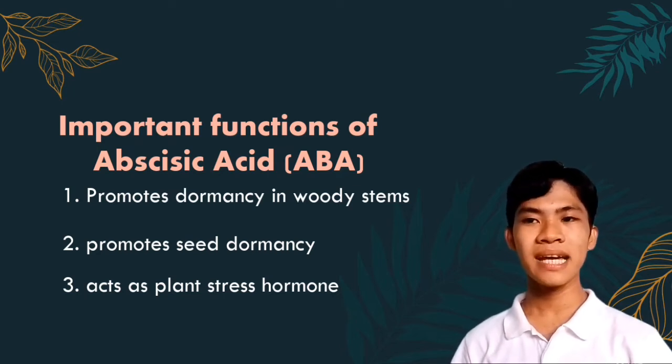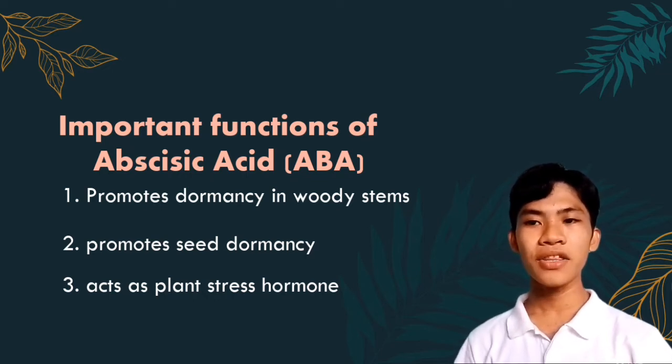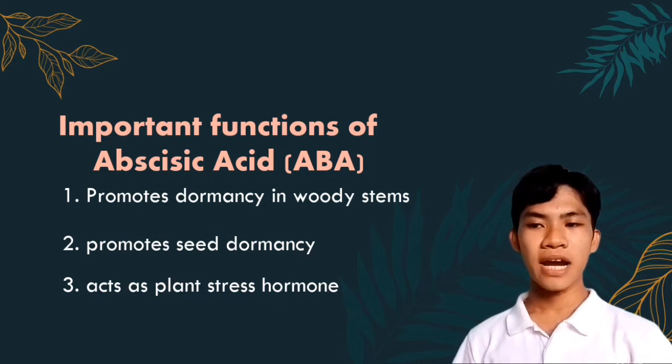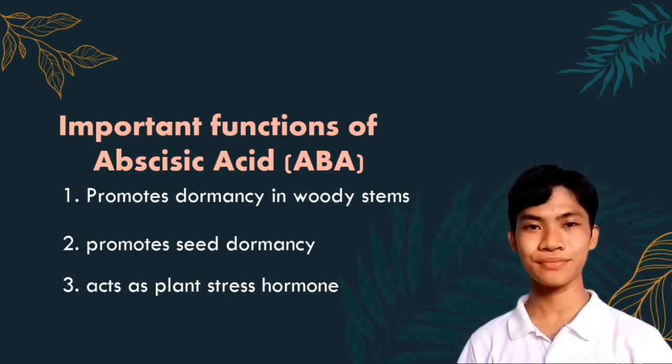Basically, abscisic acid prevents the growth of the plant, and the cause of wilting in a plant is due to a high concentration of abscisic acid. Another function of this hormone is that during drought, it ensures the stomata of the leaves are closed in order to prevent loss or evaporation of water.